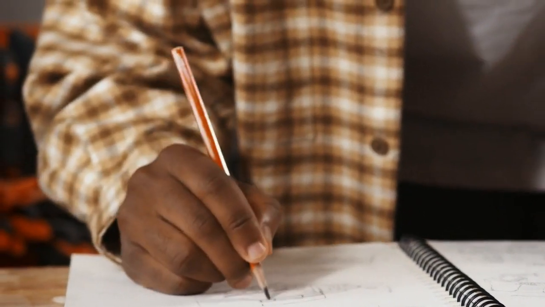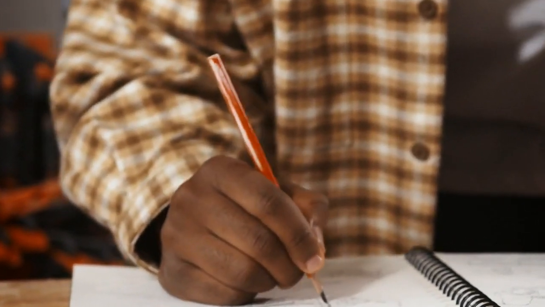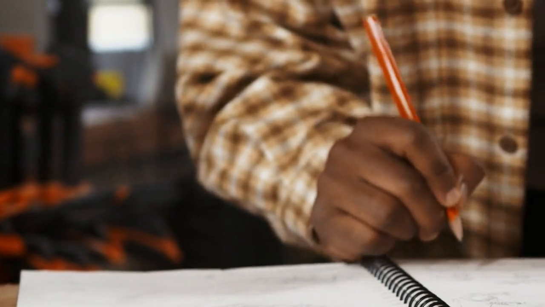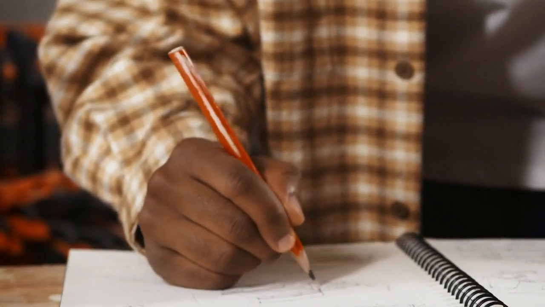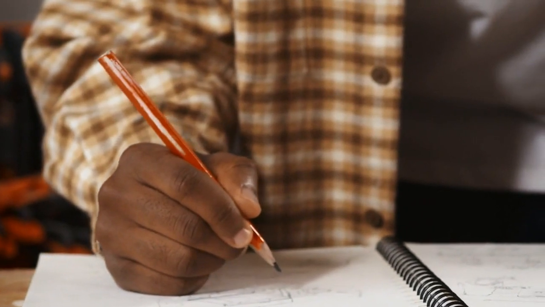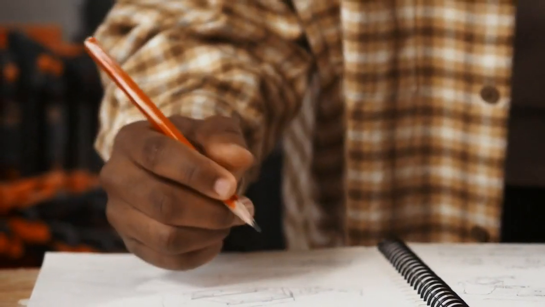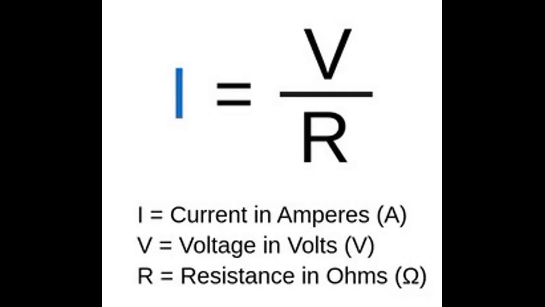Since V equals 12 and I equals 0.2, we plug those values in. 12 is equal to 0.2 asterisk R. Dividing both sides by 0.2 gives us R equals 60 ohms, the resistance of that component. By understanding Ohm's law, we can calculate any two of these values if we know the third.